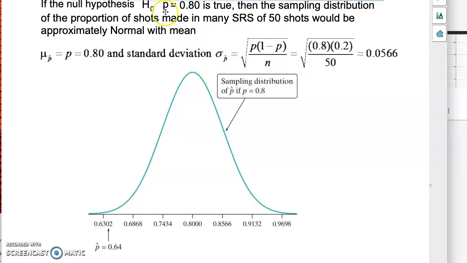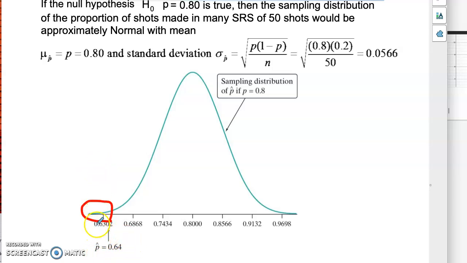So we have our normal distribution. The mean is 0.8, which is our hypothesized value. The standard deviation is 0.0566. So the value that he got when he shot 32 out of 50 shots, 0.64, is way over here. So we can see that this right here is pretty small, and therefore the assumption that he did this just by chance, that he actually is an 80% free throw shooter, but just by chance he only made 32 out of 50.